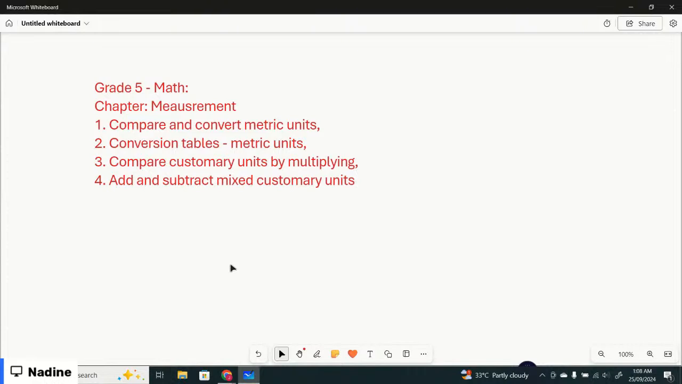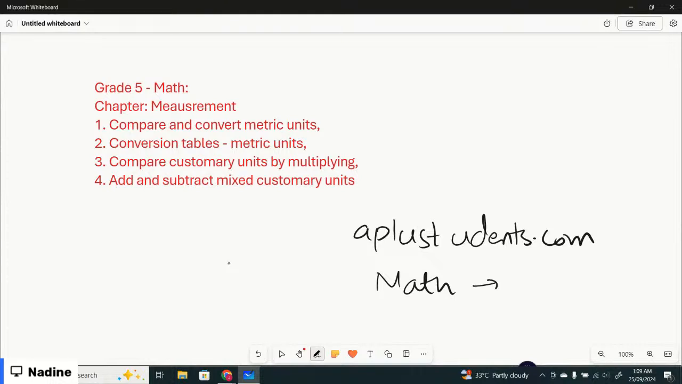We are here for grade 5 math. You can find all the lessons on aplusstudents.com. You have to log in there using your email address and password as provided by the administrator. Then select math from the subject tab, scroll down to grade 5 math and click on view all lessons. There you can find the list of the chapters. We're going to start with the chapter measurement.